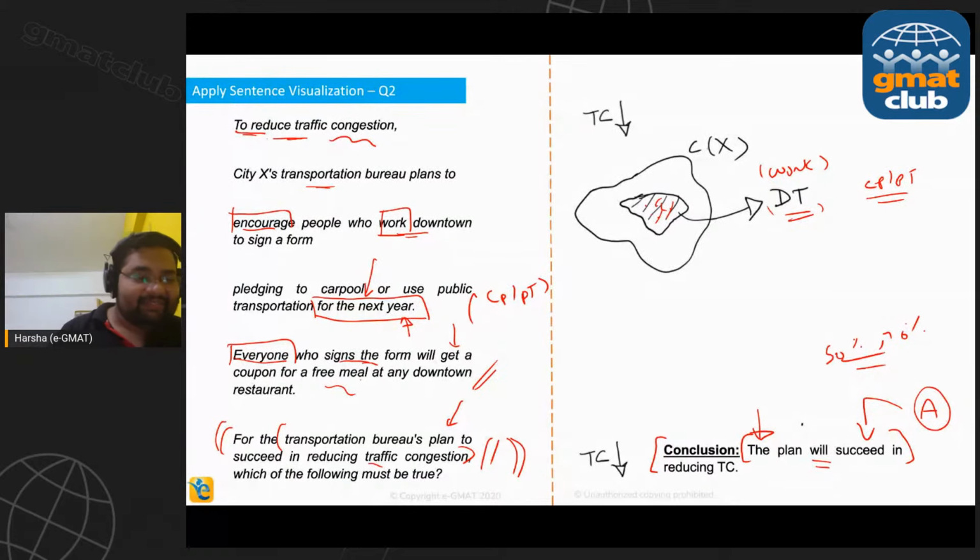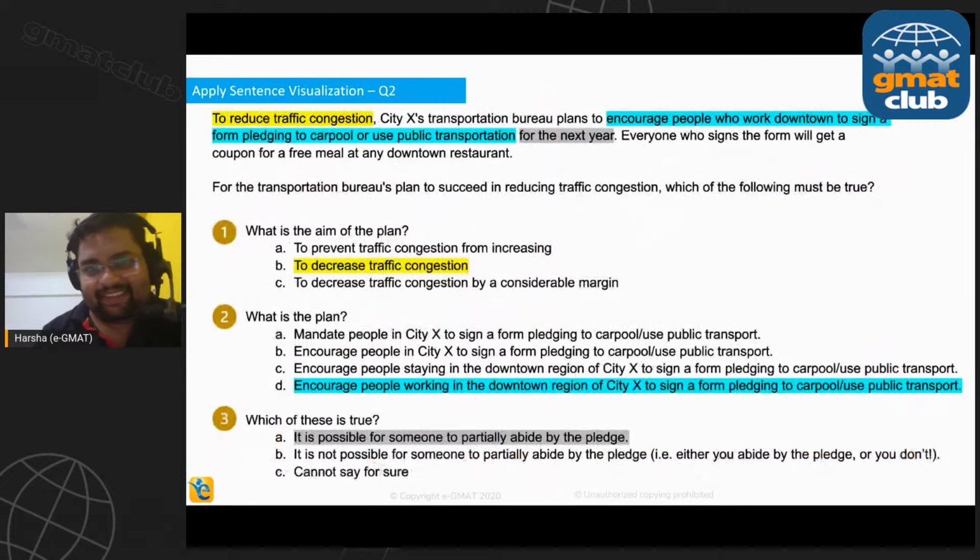They didn't say that. It's important to notice and realize that they didn't say that. Even a peanut sized reduction in traffic congestion in the city is okay for them. Even if traffic congestion in city X reduces by only 1% or only 0.1% for that matter, the plan is a success. Your conclusion will hold true. You need to have that clarity. The reason a lot of you went wrong is you do not have this clarity.